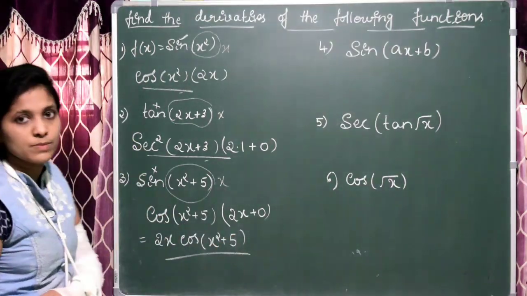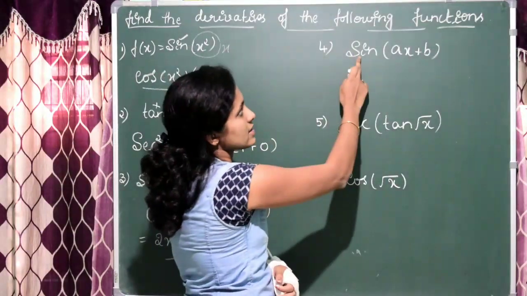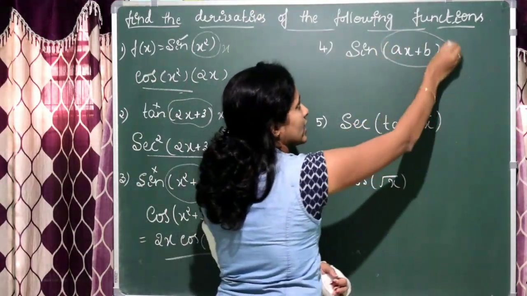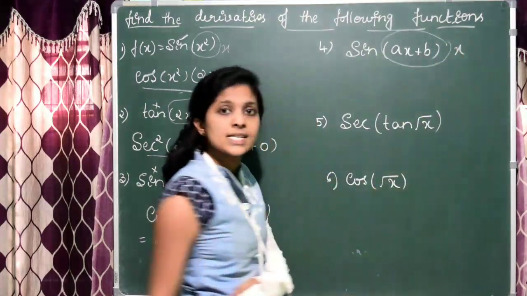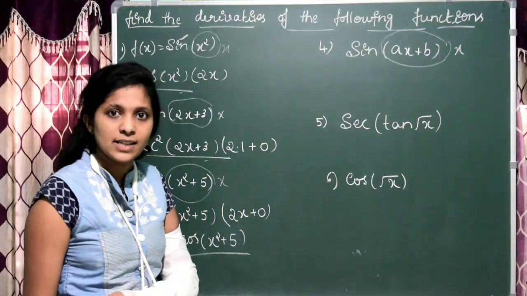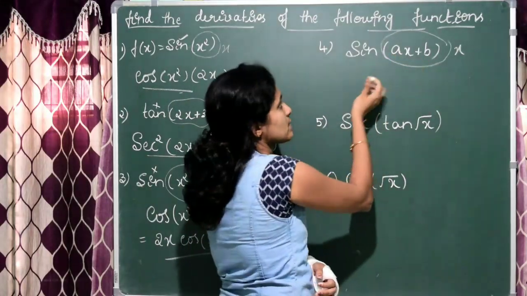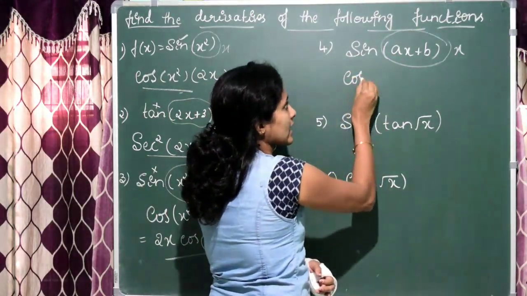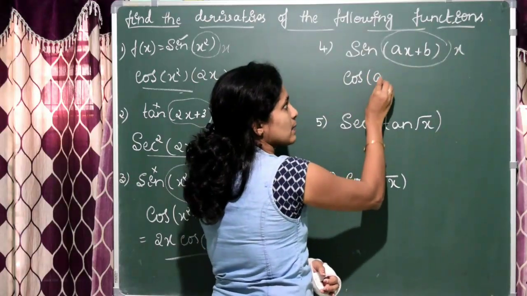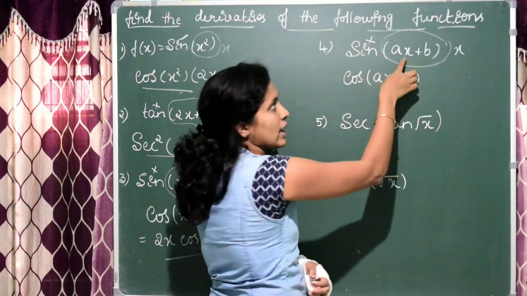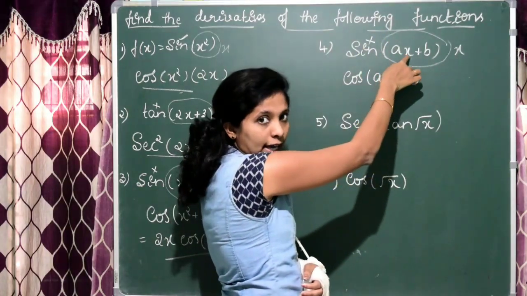This is the next problem here. It is given as similar to that, sin of ax plus b. See, this one you have to consider as x, right? Now it is of the form sin x. What is the derivative of sin x? It will be cos x. But in the place of x, we have ax plus b. So this is now cos of ax plus b into, this is completed. Now we have to find the derivative of ax plus b.